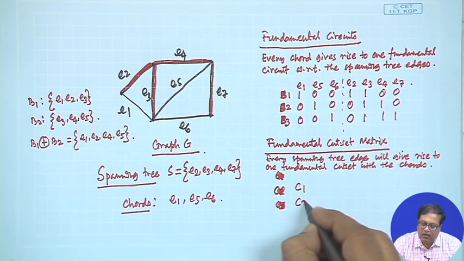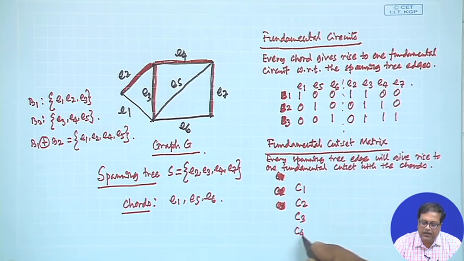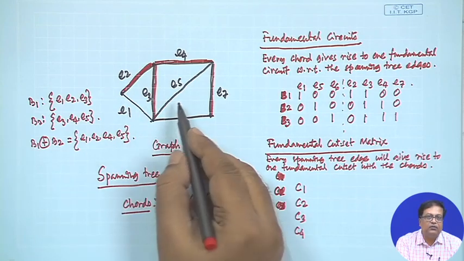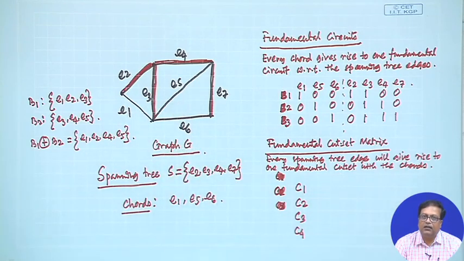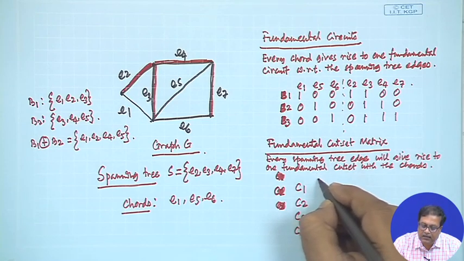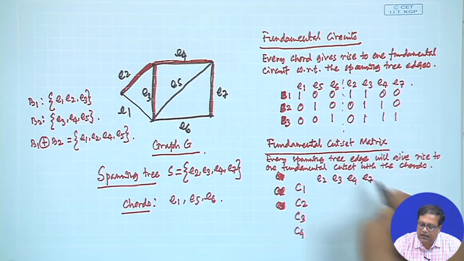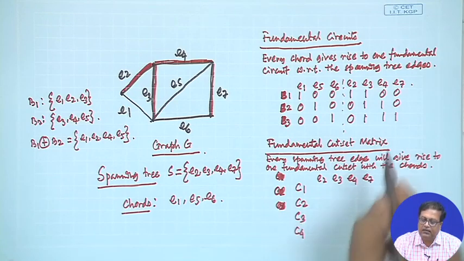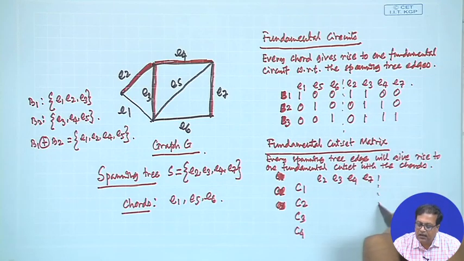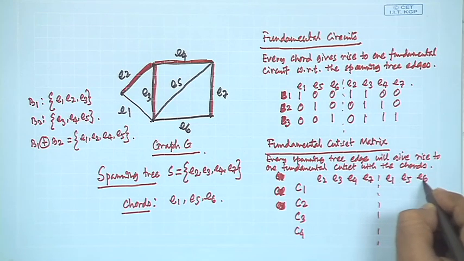So how many cut sets can you think of, fundamental cut sets? How many spanning tree edges are there? 4. So, you can think of 4 fundamental cut sets. So, these are the 4, and let us write these E2, E3. This order is not very important because finally we will again make it sorted as E1, E2, E3. So, you can write this side first, and these are the 3 chords E1, E5, E6.